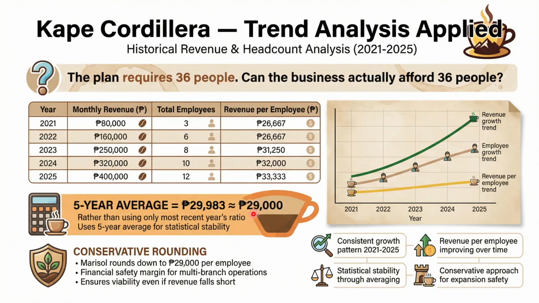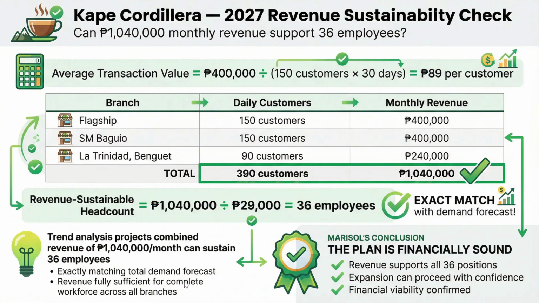So, ibig sabihin, ang in-expect natin sa 2027 is that in every 29,000 yung revenue per employee. So, yan yung binibigay na revenue, kino-contribute na revenue ng isang empleyado. So, let's try to see. Let's try to compute the revenue.